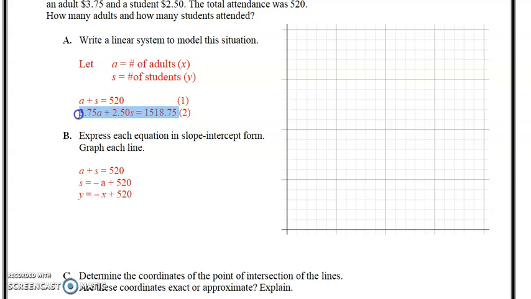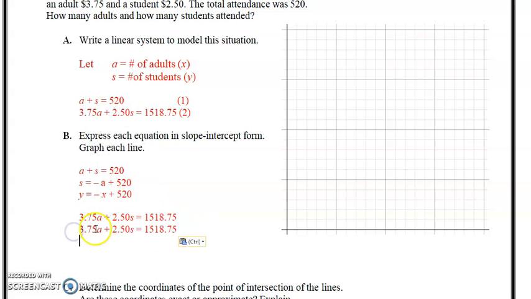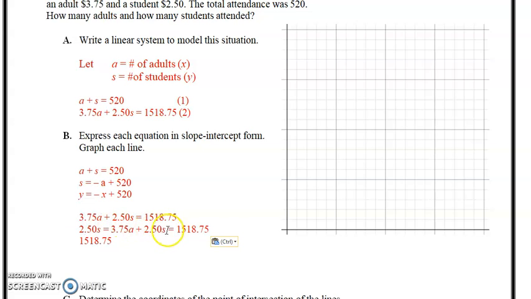Do the same thing with the second formula, okay? We're going to solve for S here. So we're going to subtract the 3.75 A from both sides, right? And we usually want to put it in slope-intercept form. Oh, sorry.